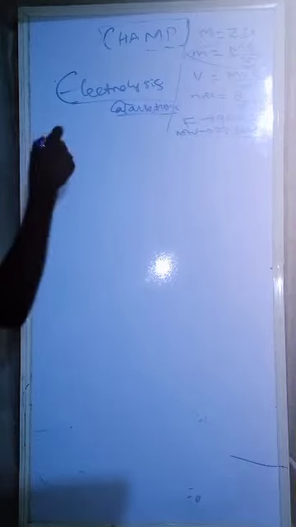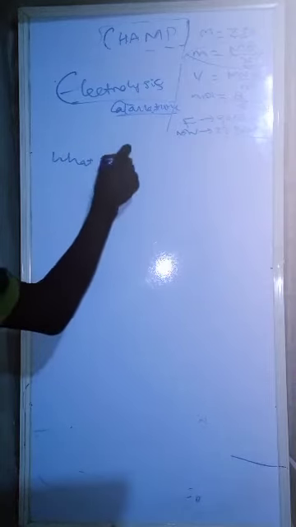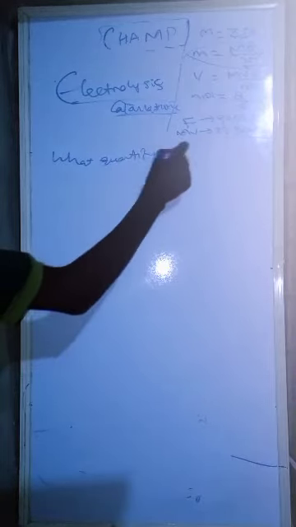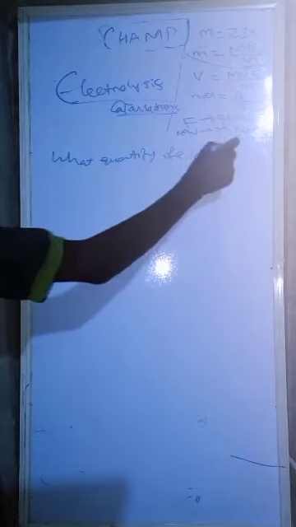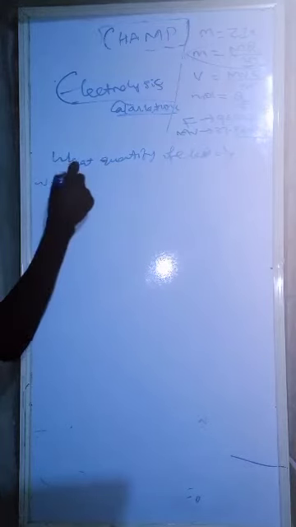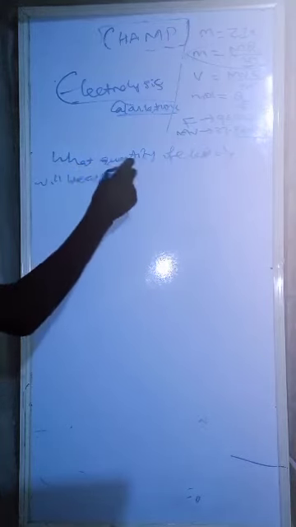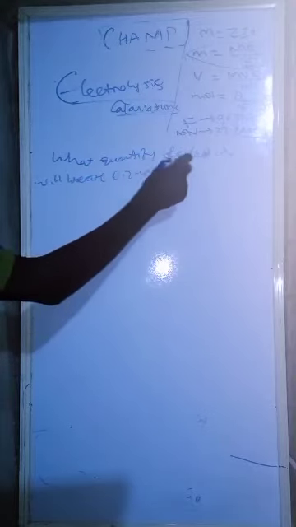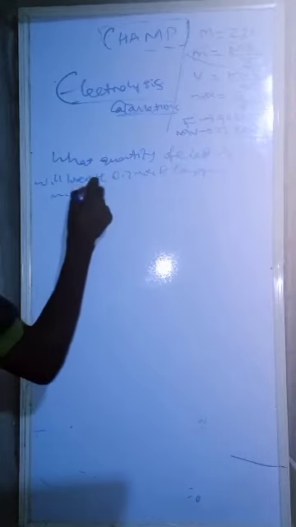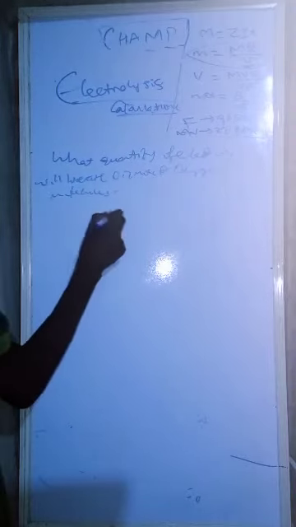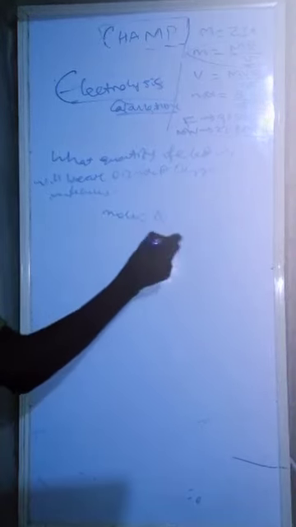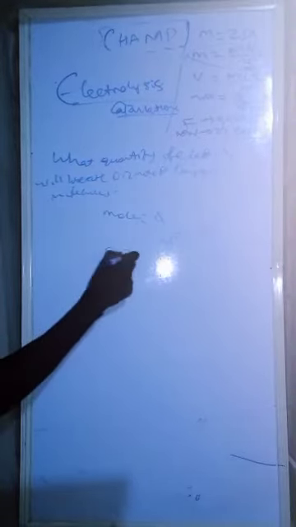So what quantity of electricity will liberate 0.2 mole of oxygen molecules during the electrolysis of water? I'm sure you are trying to solve it now. So yes, let's solve this. They've given you the mole already, 0.2 mole. What's the formula? Mole is equal to Q over NF. Then what's your mole? 0.2.